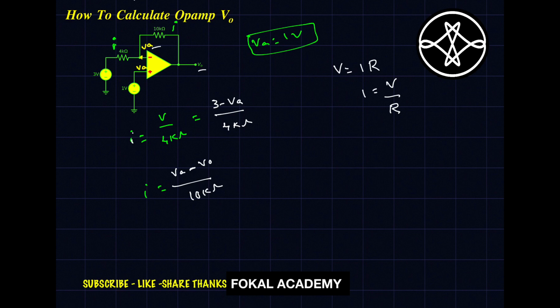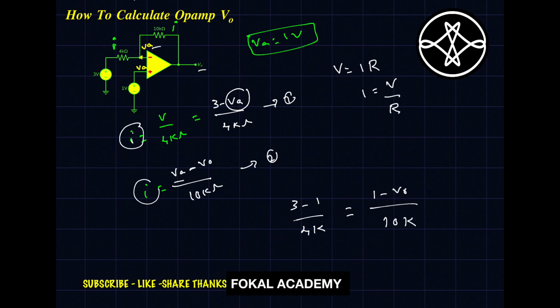Now substitute and equate equation 1 and equation 2. That is (3 minus VA) by 4 kilo ohms equal to, because currents are equal, (VA minus V0) by 10 kilo ohms, with VA equal to 1. In this equation, only one variable is there, that is V0. By solving this, we will get the V0 value. Here 1 by K is outside on both sides, K cancels, and 3 minus 1 is 2. So 2 by 4 equals (1 minus V0) by 10.